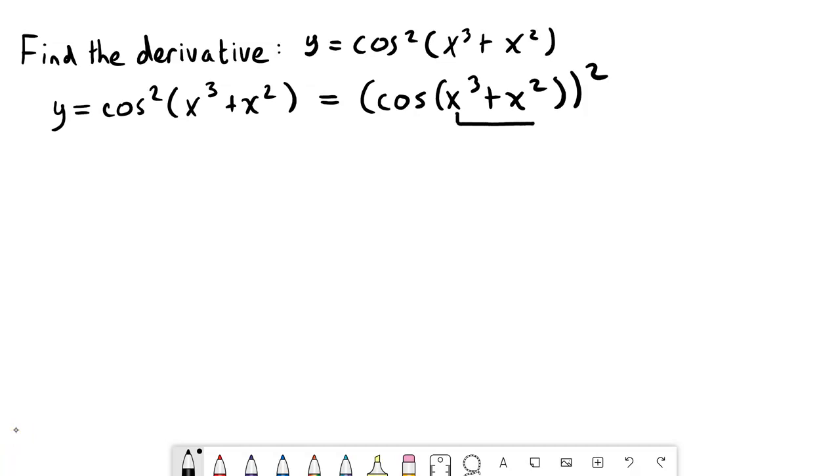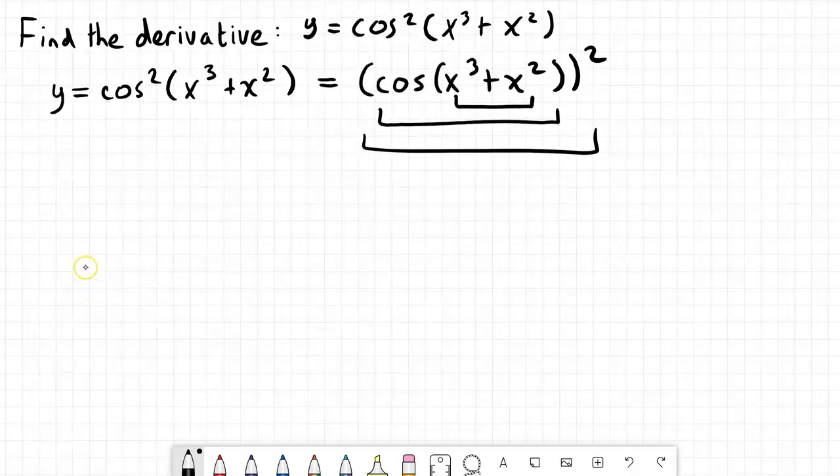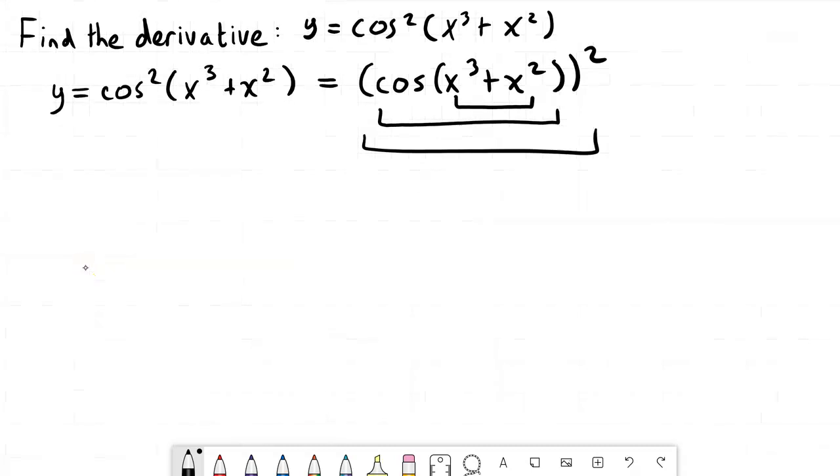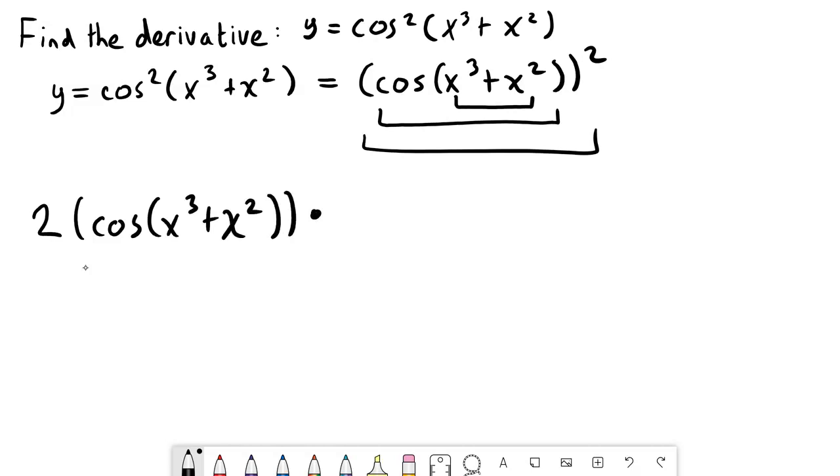There's the function x cubed plus x squared, there's the cosine, and then there's the squared. So it's a triple composition, is what I like to call it, because there's three things. This one takes quite a while. So take the derivative of the outside and keep the inside the same, right? 2 times cosine of x cubed plus x squared, and we want to take the derivative with respect to x of whatever's on the inside.